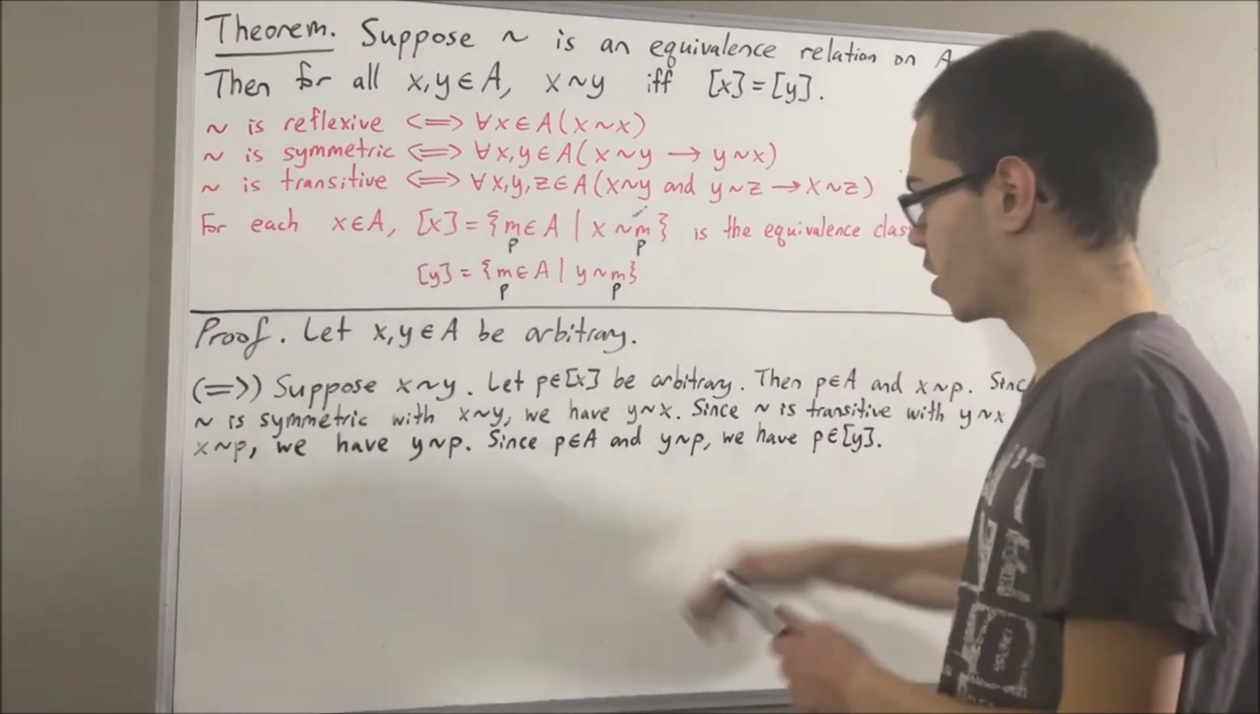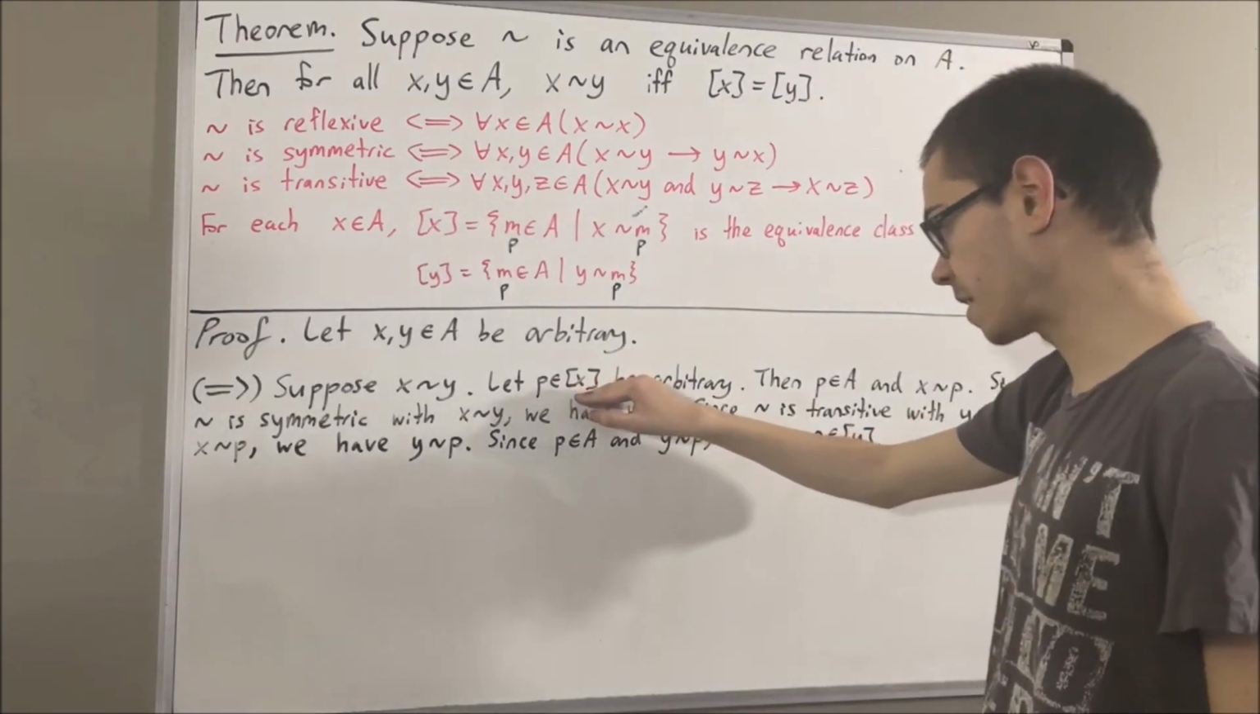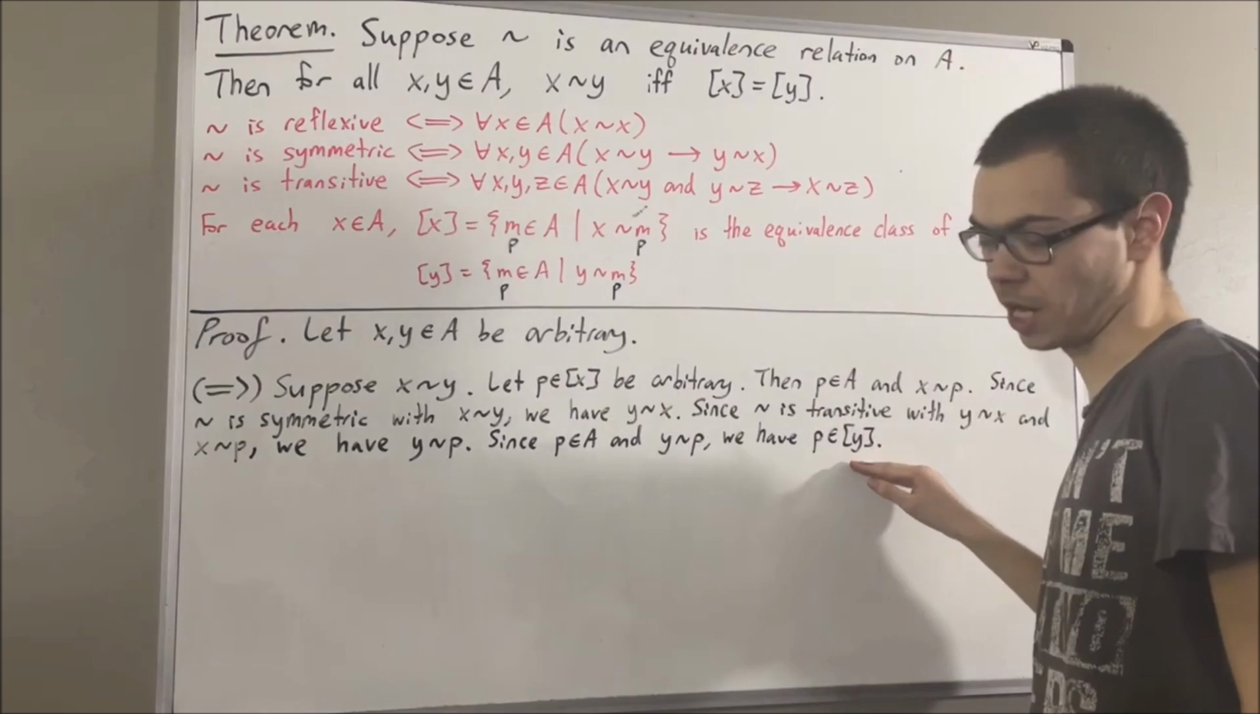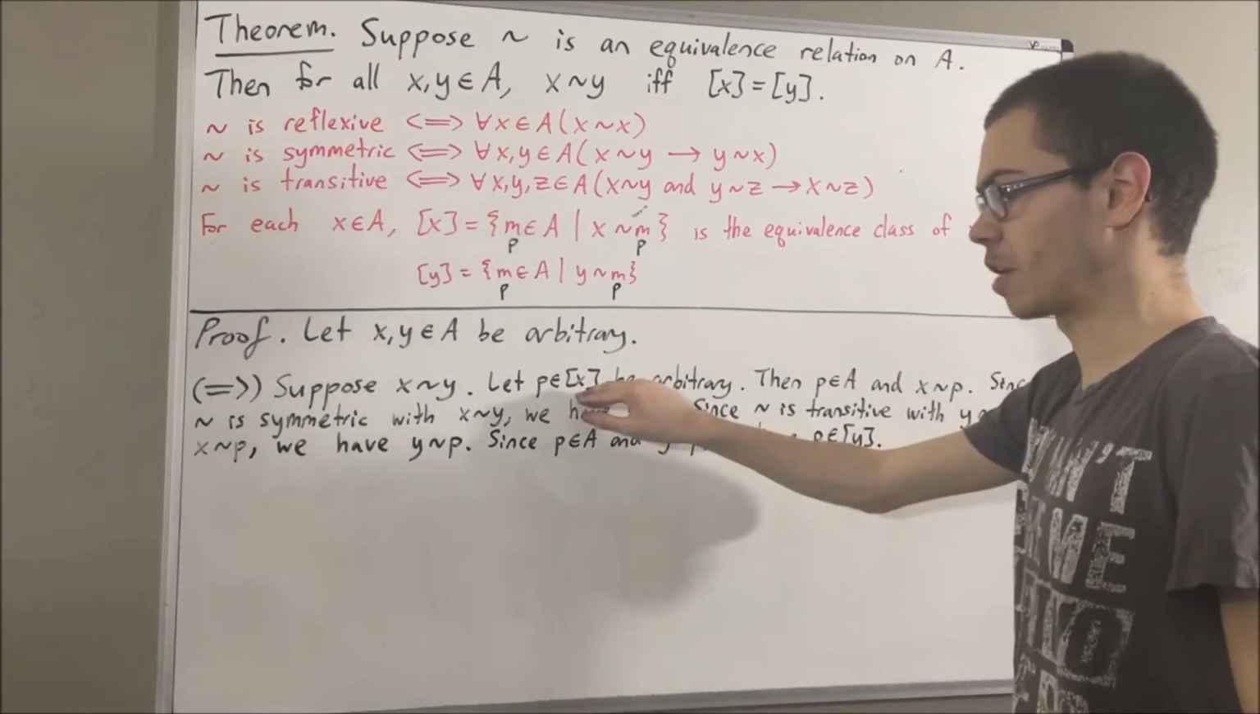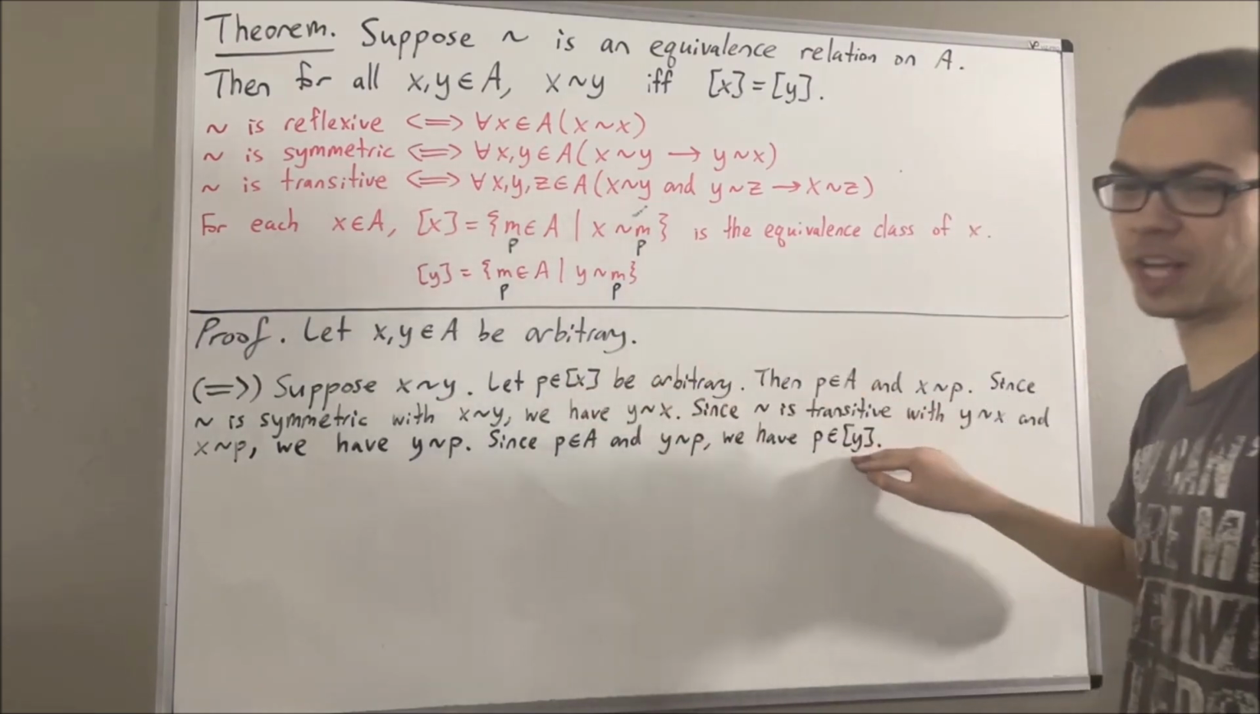So we have shown if p is any element of the equivalence class of x, then p is an element of the equivalence class of y. Therefore, the equivalence class of x is a subset of the equivalence class of y.